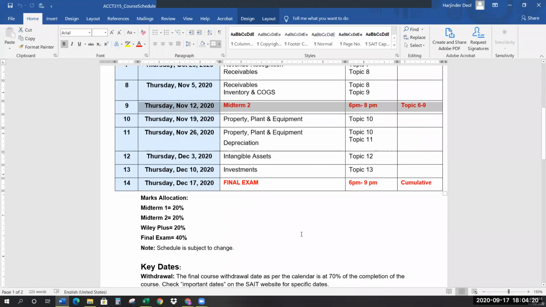The marks allocation for this course: your first and second midterms are each going to be 20%. Then we have our Wiley Plus assignments, which make up another 20% of your final grade, and your final exam is 40%. And your final exam is cumulative, meaning anything and everything that we talk about from today up until December the 10th could very well be on the exam. All right.